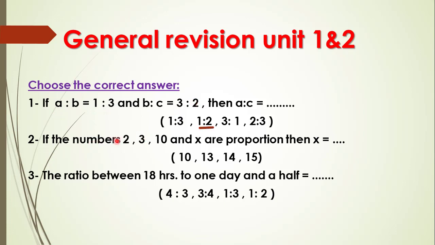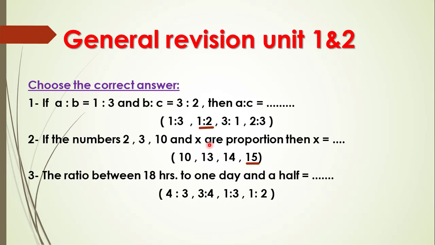The next one, if the numbers 2, 3, and 10 and another number x are proportion, then x equal. We will use that product of extremes equal products of means. So I'll multiply 3 times 10 over 2. The result will be 15.